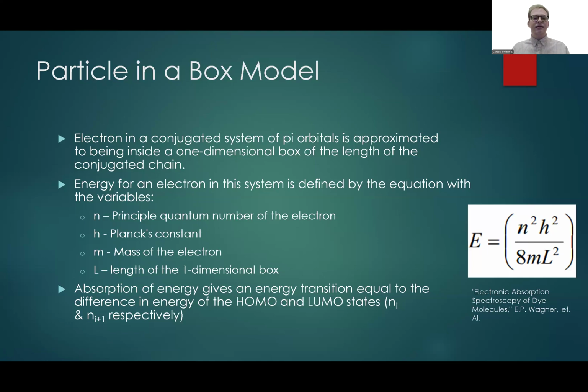h is Planck's constant, m is the mass of the electron that we're examining, which is going to be constant across all electrons, and L is the length of the one-dimensional box. The absorption of energy is going to give an energy transition, so that is going to be equal to the difference in energy of what we call the HOMO and the LUMO states. That's the highest occupied molecular orbital and the lowest unoccupied molecular orbital. We're going to define those as n sub i and n sub i plus 1.